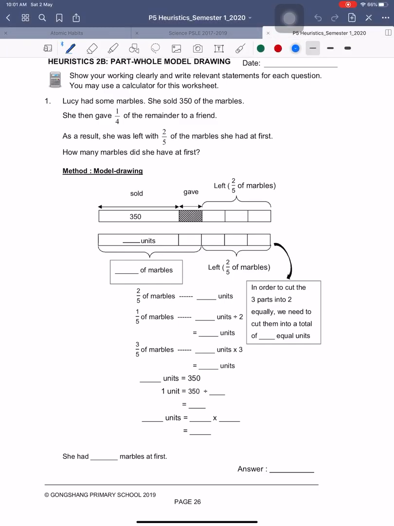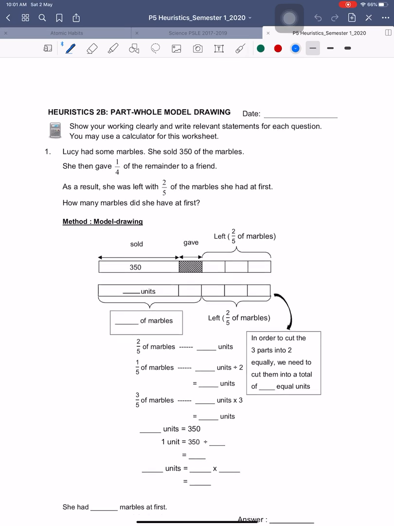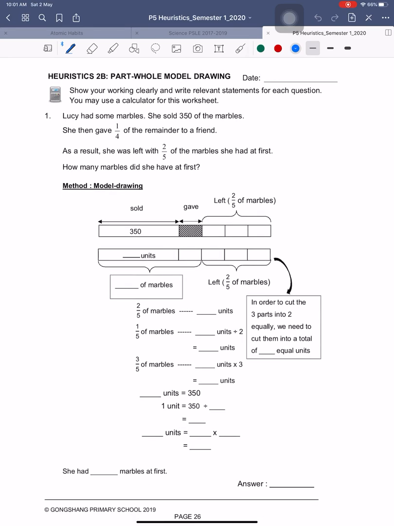Okay, so today let's write down the date. Today is 5th May. Is it 5th May? Today is 4th May. Right, today is 4th May. Okay, and take note, calculator is allowed for this activity.